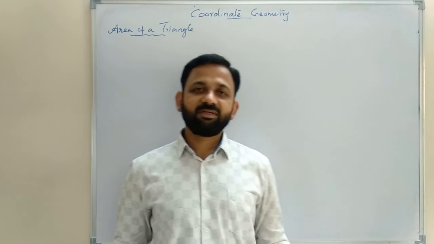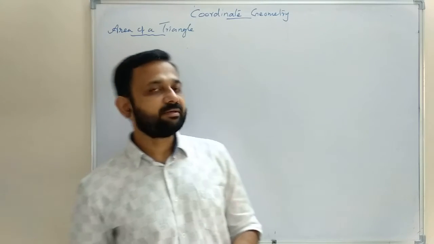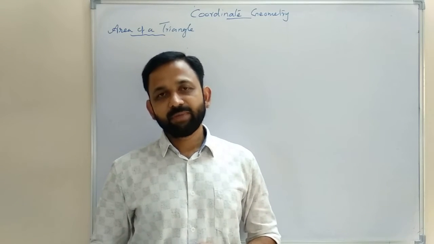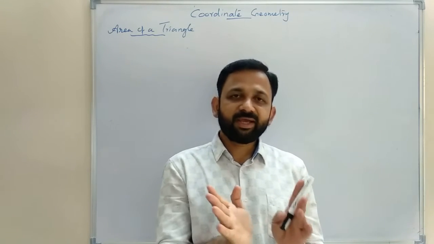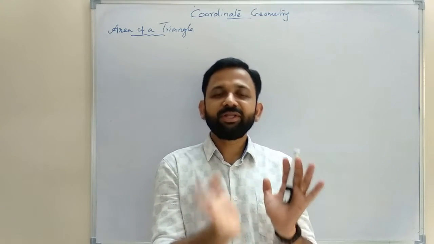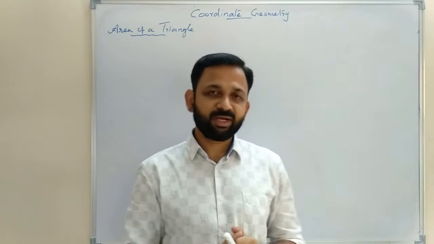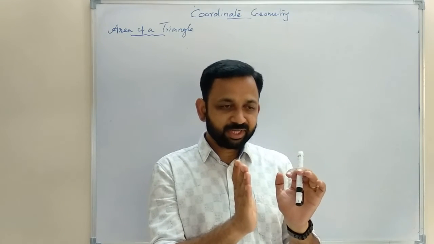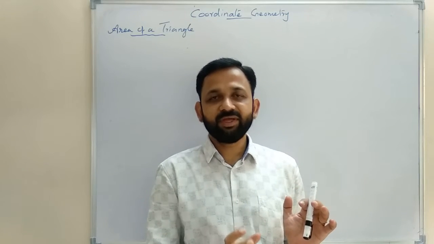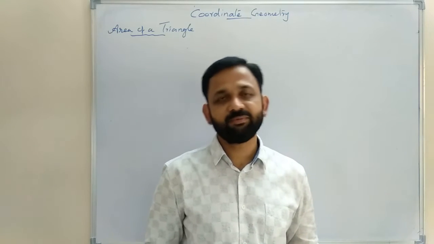Today we will continue chapter 7, coordinate geometry. In the previous class we learned the distance formula and the section formula. By using the distance formula, we can find the distance between 2 points if the coordinates of those 2 points are given. Then we learned the section formula. If the coordinates of 2 points and a ratio are given, then we can find the coordinates of the point of division by using the section formula.